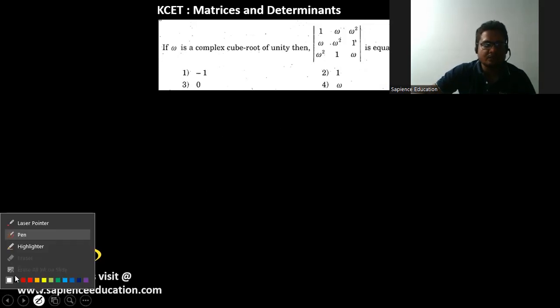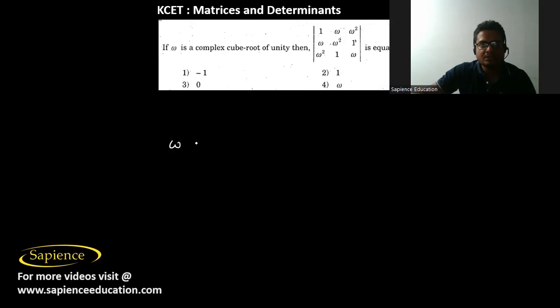Okay, so here it is told that if omega is a complex cube root of unity, then this value is equal to... Okay, omega is a complex cube root of unity. So now we know that omega is one of the roots of the equation x square plus x plus 1 equal to 0, and omega cube is equal to 1. So omega cube will be equal to 1, and omega square plus omega plus 1 will be equal to 0.